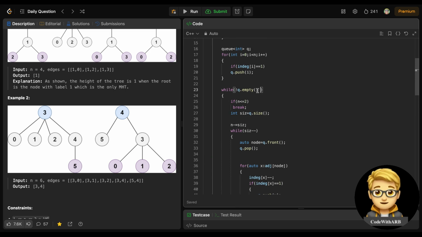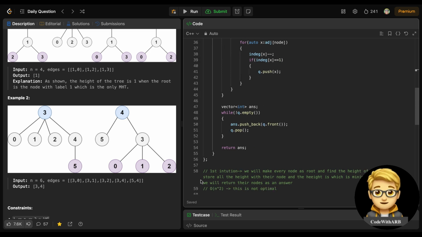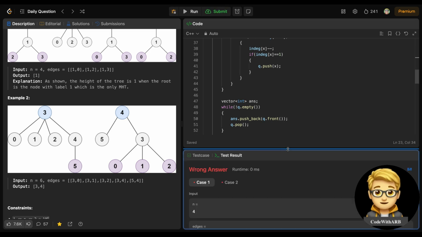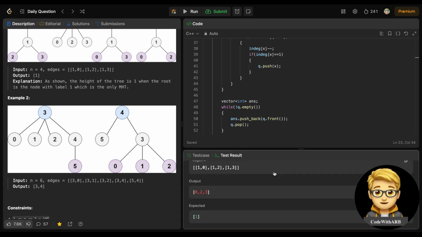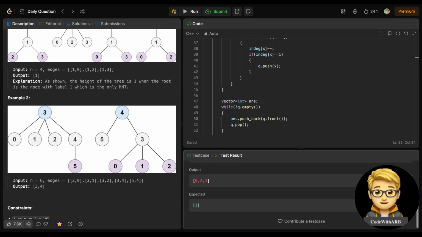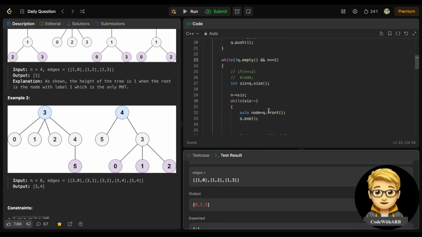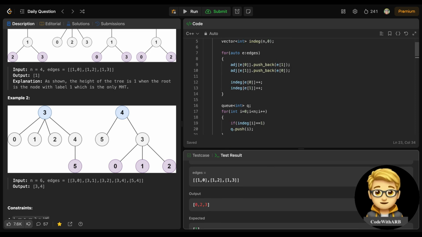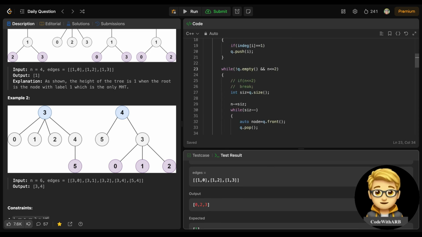Or I can also write it like this: n is less than 2. Instead of this, I can also write like this, right? So I will return answer. So let's see what happens. Okay, there are some wrong answers here. So it is 0 2 3. I think I mixed up some cases.